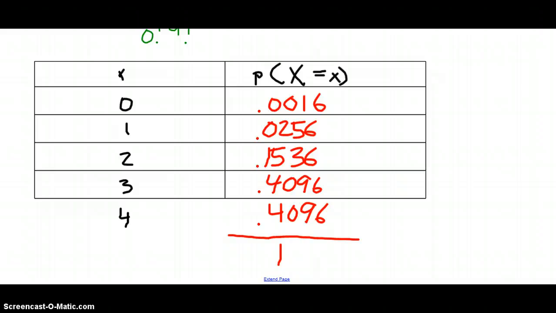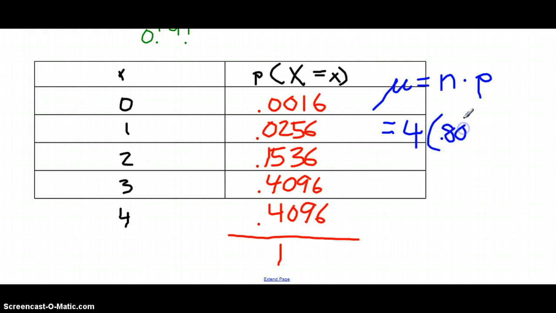The mean of this distribution is n times p. This is for a binomial distribution only. We have 4 detectors, a 0.8 probability of functioning, so the mean of this distribution is 3.2. Meaning that on average, if we take a group of 4 detectors, 3.2 or 80% will be working.